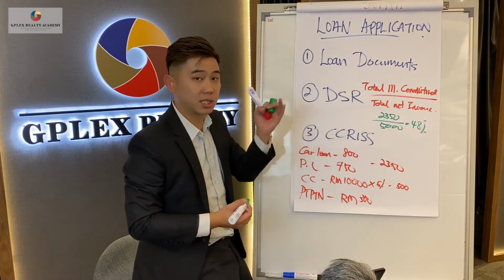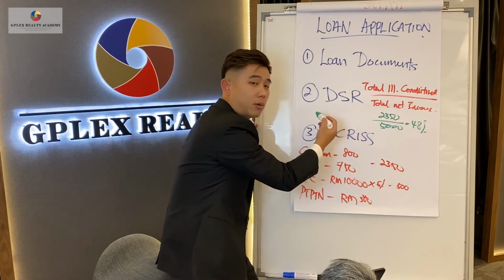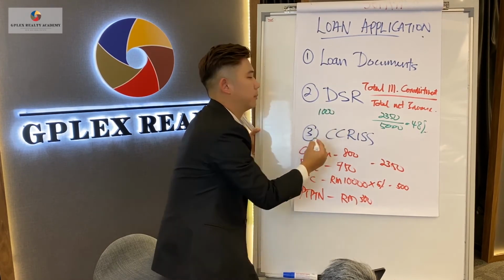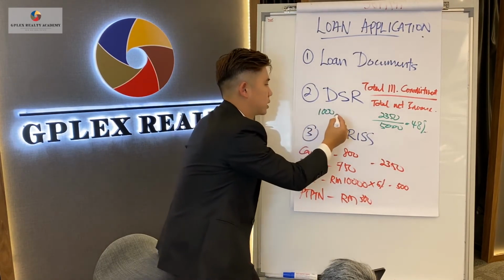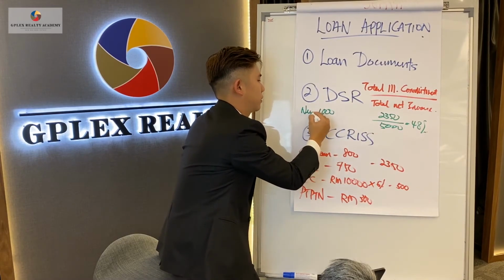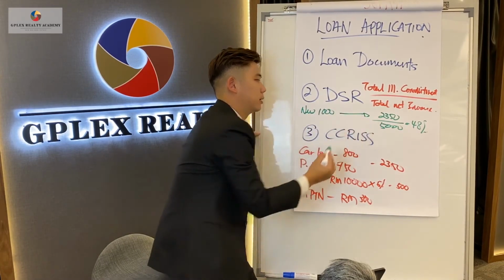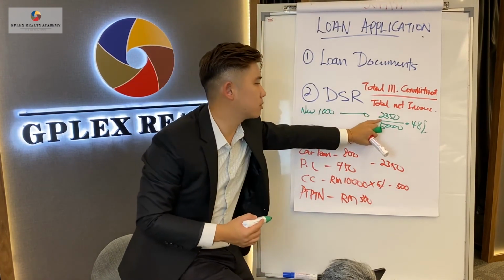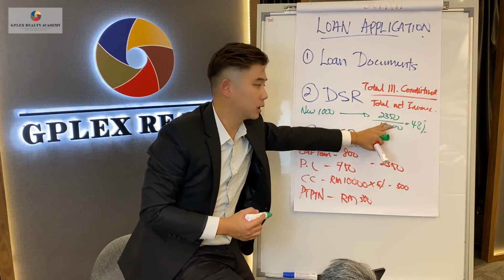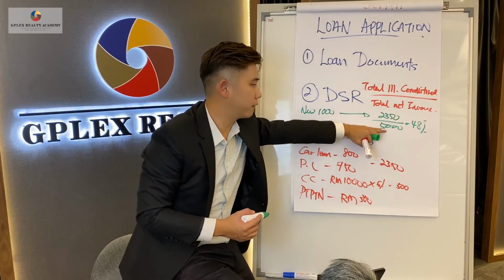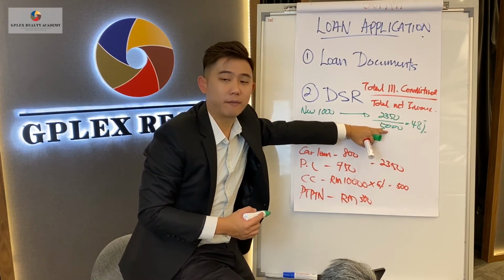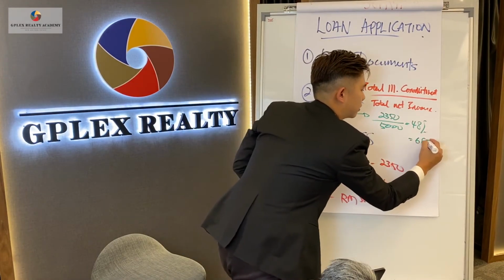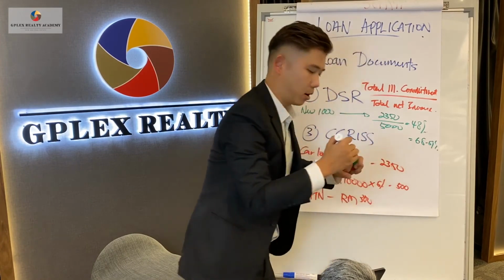For example, just assume my new house will cost me 1,000 installment. So this one will need to be added to this, and my commitment will be 3,350 in the new terms, divided by my 5,000. Roughly, it will be 68 to 69% of my income as commitment.